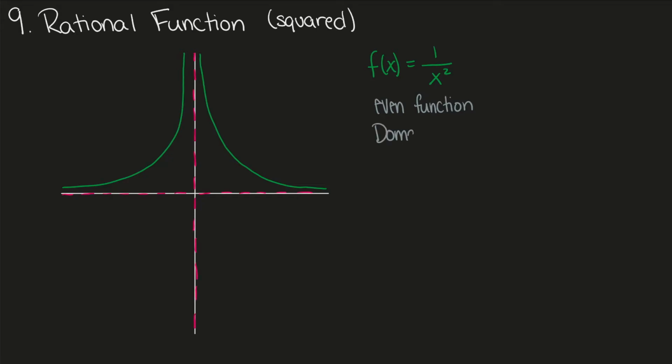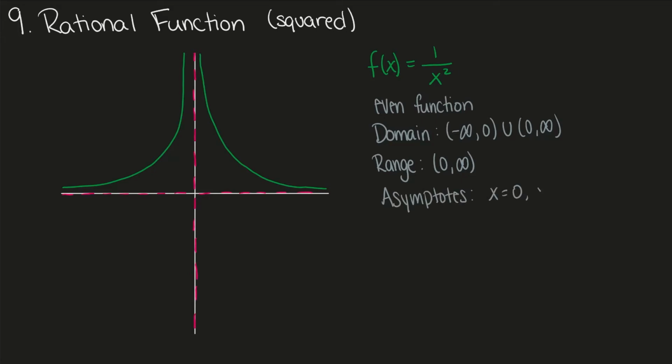Our domain is negative infinity to 0 and 0 to infinity, so we never touch 0. And our range is just 0 to infinity. Our function is never negative. It is always a positive value. We have the same asymptotes as our reciprocal function, x equals 0 and y equals 0.